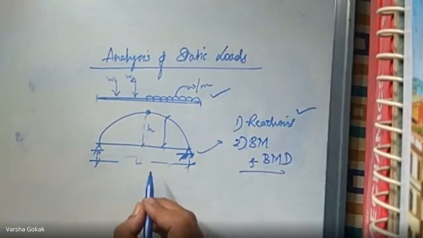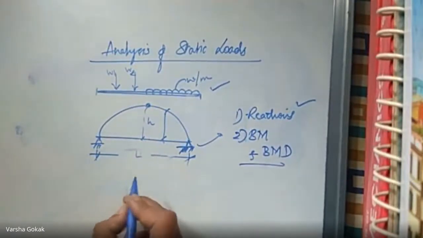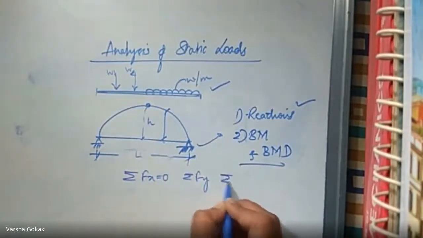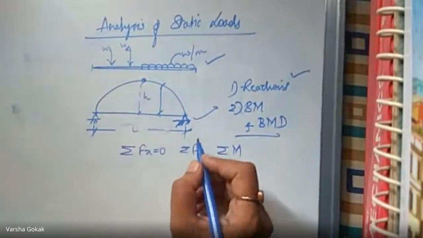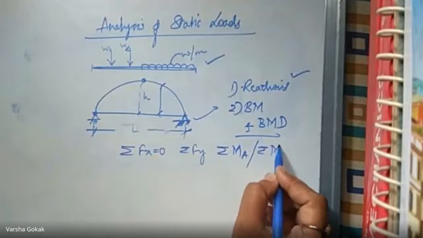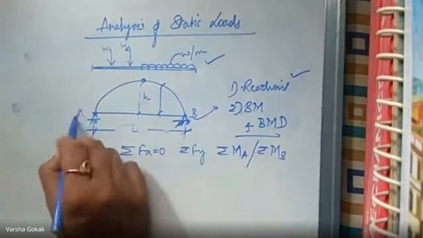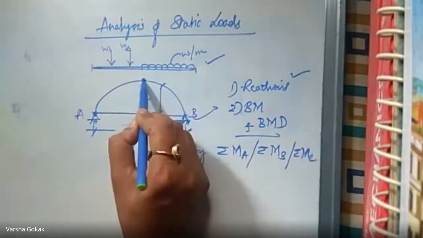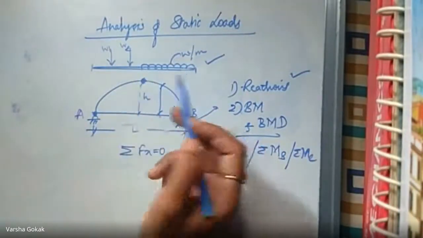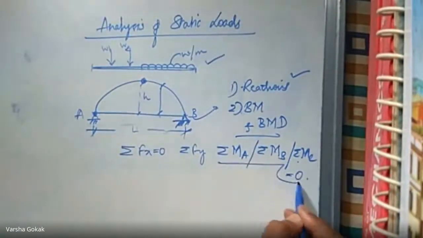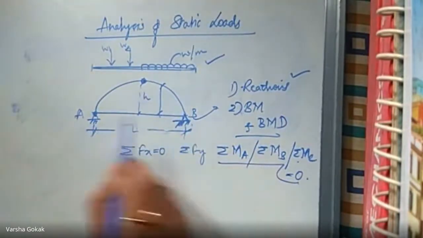To do all this, our basic tools are the equations of equilibrium, that is summation Fx equal to 0, summation Fy equal to 0, and summation M. When I'm saying summation M, it could be MA, that is this point, or summation MB, that is this point, or it also could be summation MC, because this is also a hinge. In a three hinged arch, this is also a hinge, so it could be summation MC equal to 0, any of these three cases.